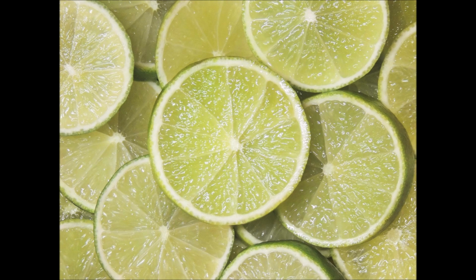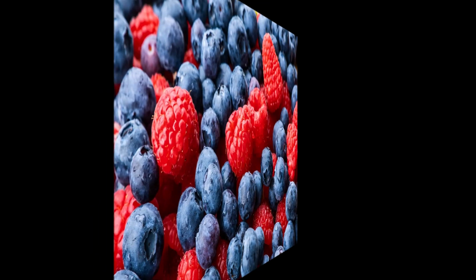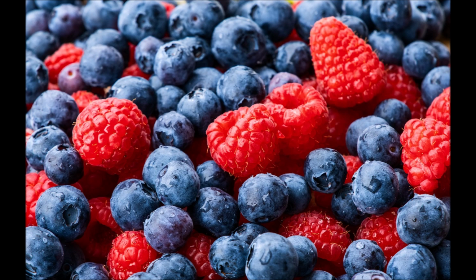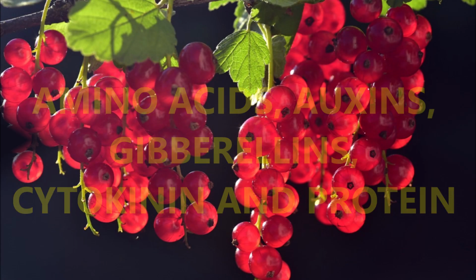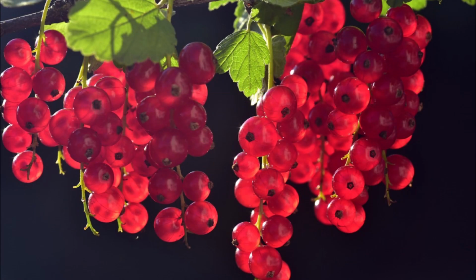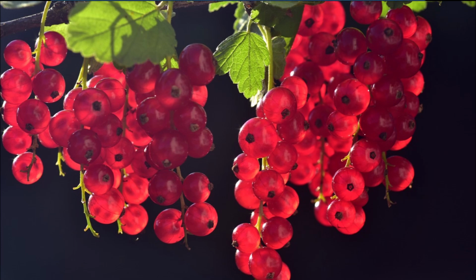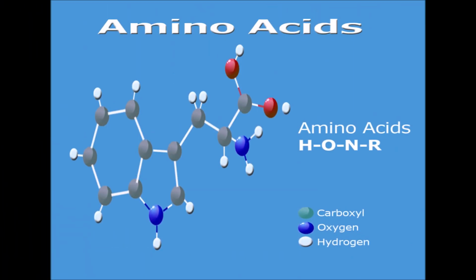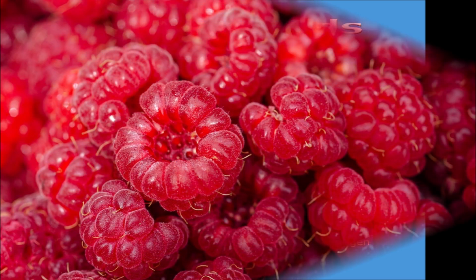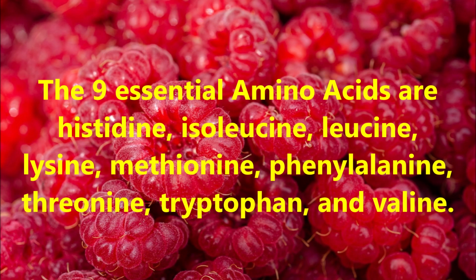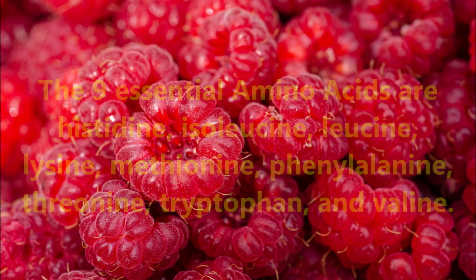Did you know that some of the highest amounts of growth hormones can be found in fruits? Didn't think you did. Fruits also contain amino acids, auxins, gibberellins, cytokinin, and protein, exactly what you want to use for your growth. Amino acids that cannot be produced by the body are called essential amino acids. This applies to plants and humans alike.